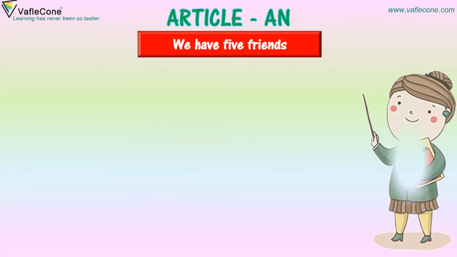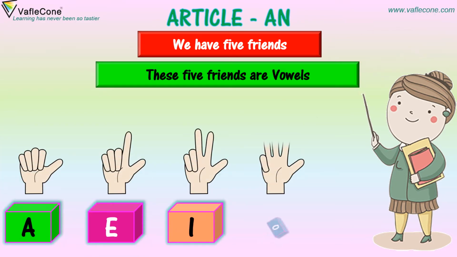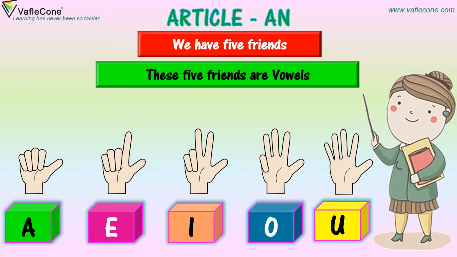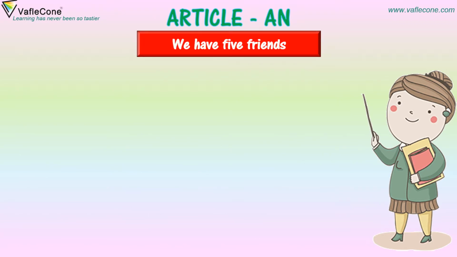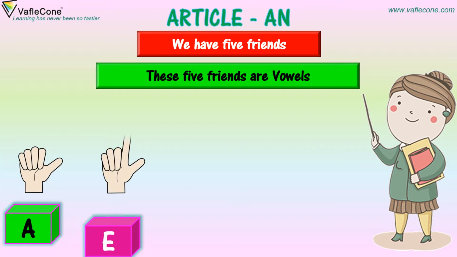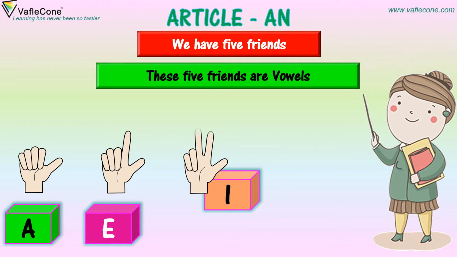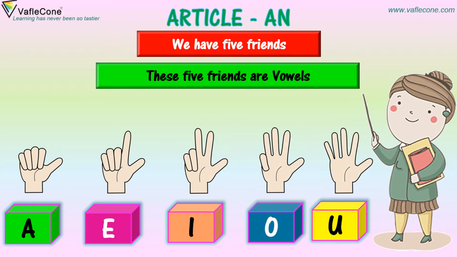We have 5 friends. These 5 friends are vowels. A, E, I, O, U. Now, Dodo, it's your turn. We have 5 friends. These 5 friends are vowels. A, E, I, O, U. Wonderful, Dodo.